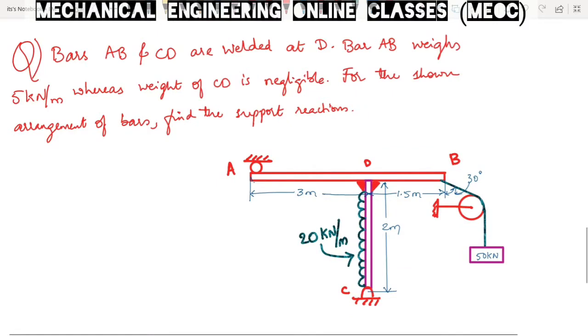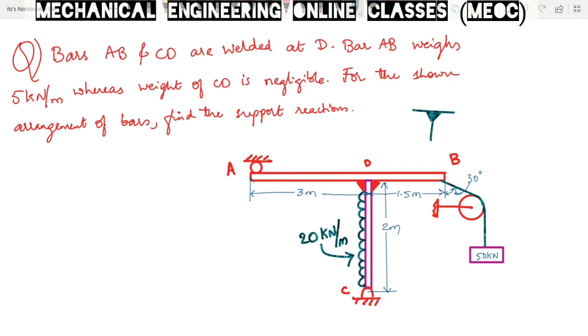So here is a question. AB and CD are two bars that are welded at D. Between the bars, if there is a triangle shown like this, that is a symbol of weld. This we have already learnt in our support reactions video lecture.